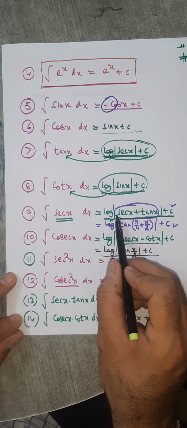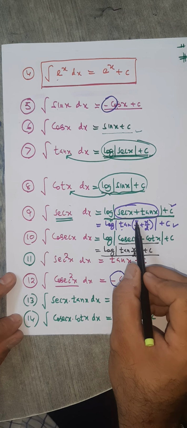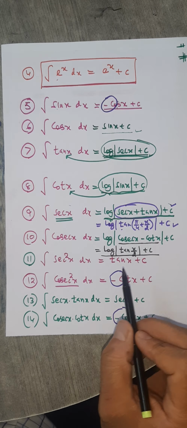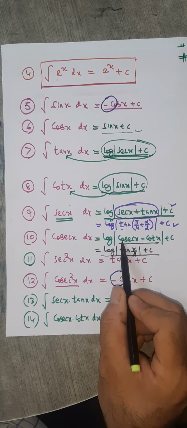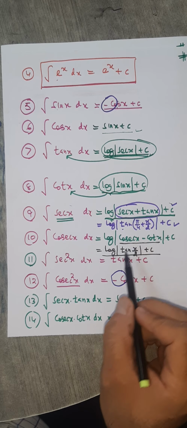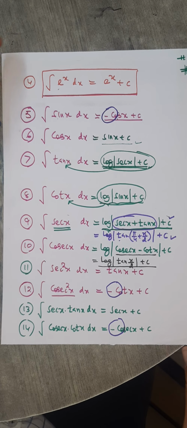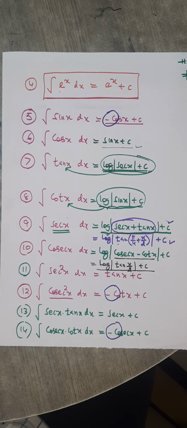What's the integral of sec x? Log of mod of sec x plus tan x, or log of mod of tan pi by 4 plus x by 2. Why this? 11th trigo, you know. What's the integral of cosec x? Log of mod of cosec minus cot. The another equivalent form is, instead of this you can write log of mod of tan x by 2. Fine. The other formulas are obvious, but these are very fundamental formulas which you need to remember. Now we move ahead with some inverse trigo formulas.